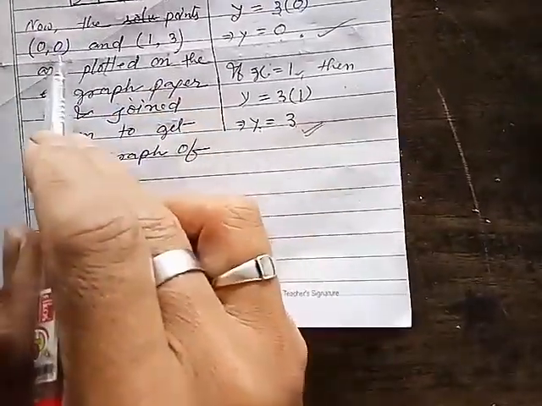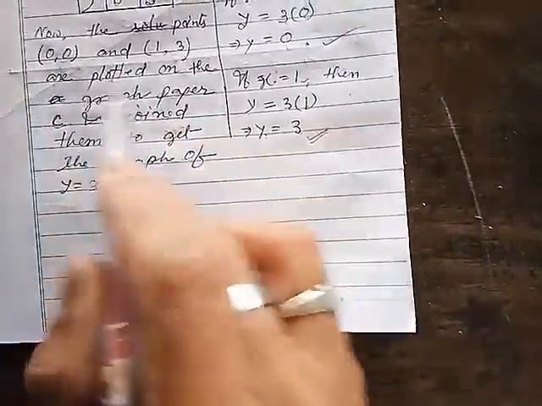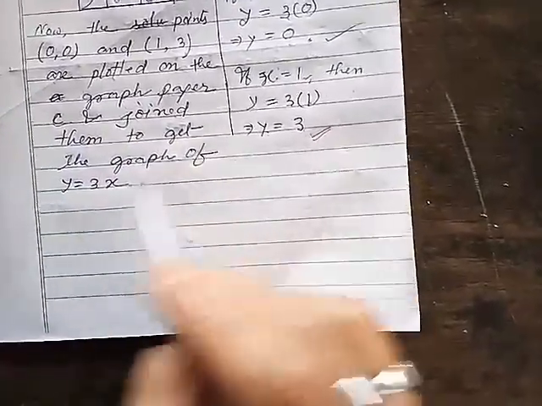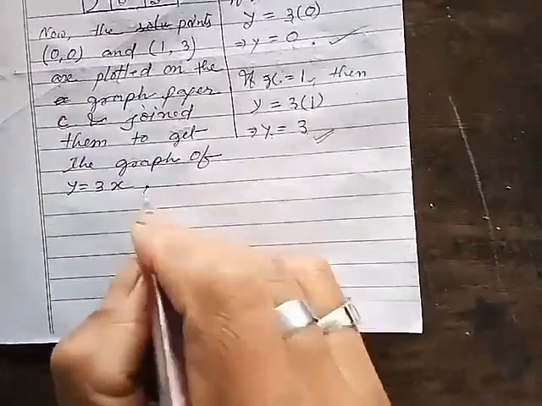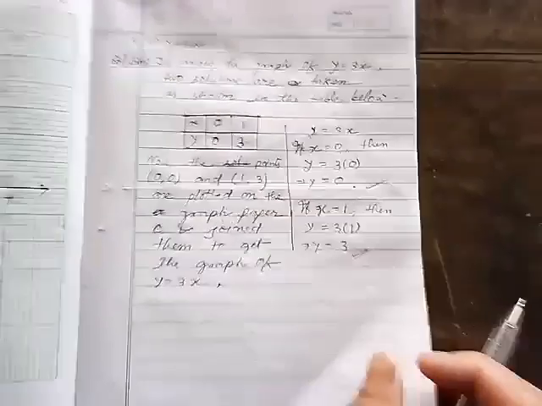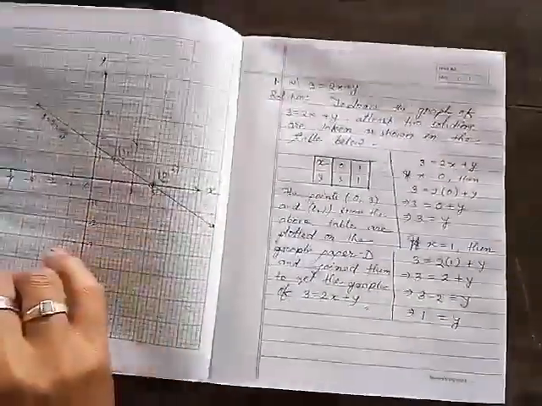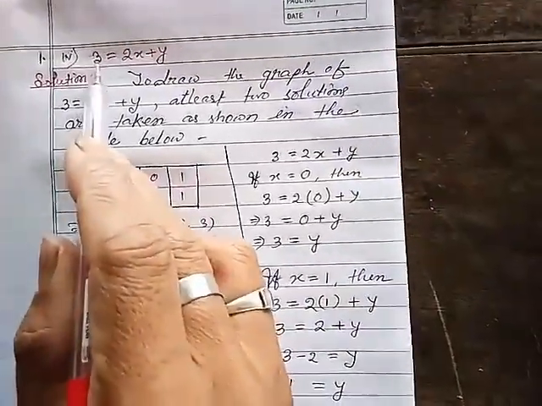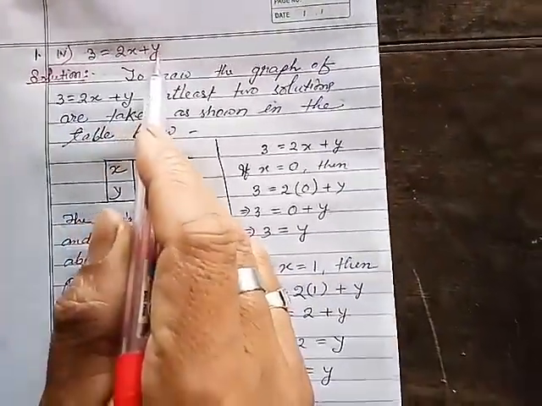The points 0, 0 and 1, 3 are plotted on graph paper C, and join them to get the graph of y is equal to 3x. So this is a short explanation of the graph. You should give it. Okay, now question Roman number 3 is over. Roman number 4. The next equation is 3 is equal to 2x plus y. So this is also done in the same way.